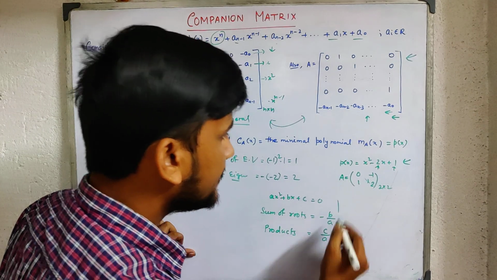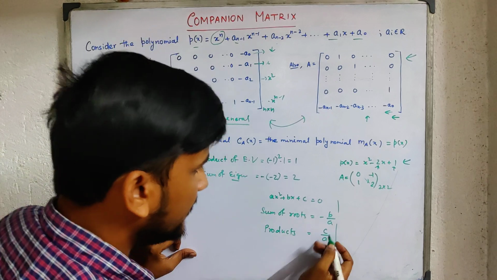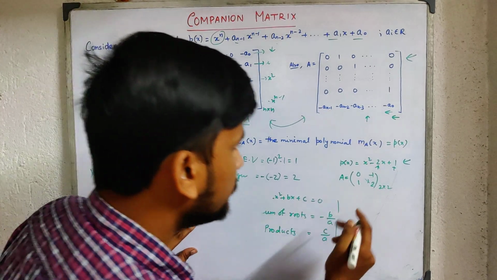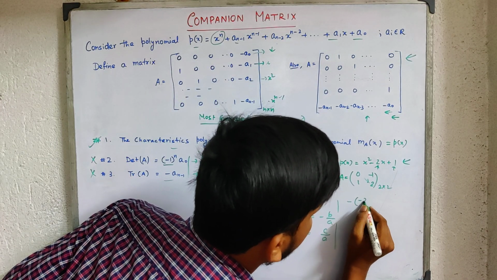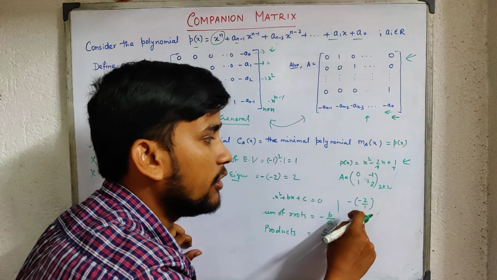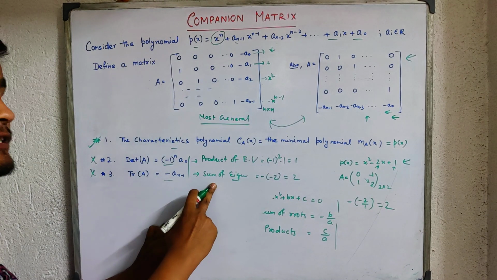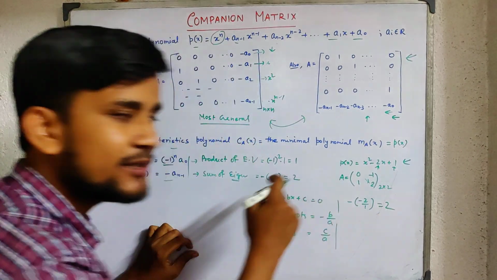Now here it is a monic polynomial, so the coefficient of x square is 1, and that term vanishes. The sum of the roots is minus of -2 by 1, the coefficient of x by the coefficient of x square with a negative sign, which is equal to 2. The sum of the eigenvalues equals the trace of A, which is 2, and it is equal to 2 from this formula.